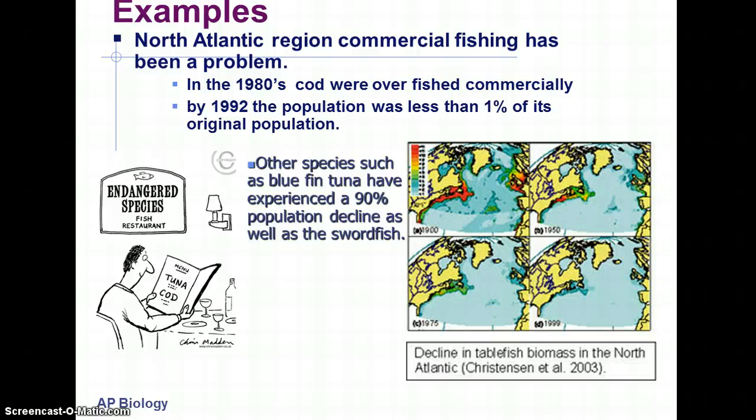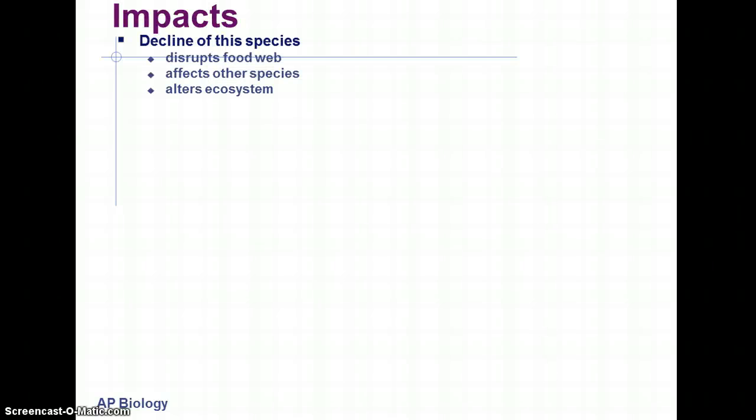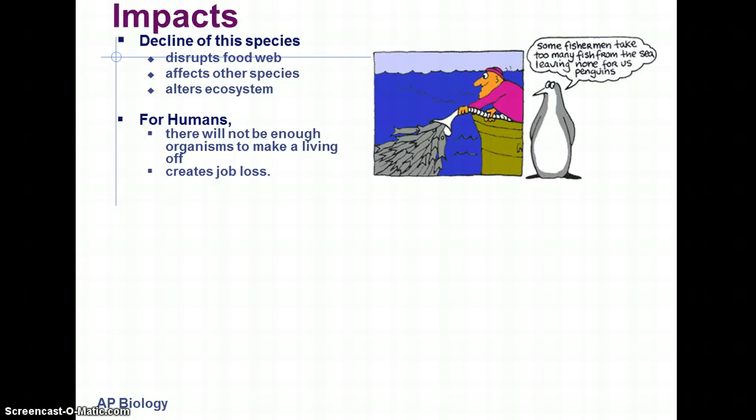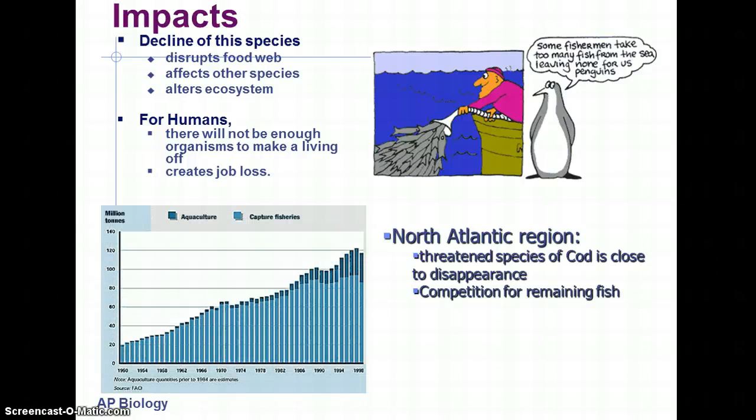And I can show you there's things of fish you should eat versus not, because a lot of this stuff is overfished. Unfortunately, it's the stuff that people really like to eat most of the time. So we have all these pieces. If we keep eating the fish, it's going to disrupt the food web. There won't be enough food for us. Also, job loss. The threatened species of cod is close to disappearance, which is competition.